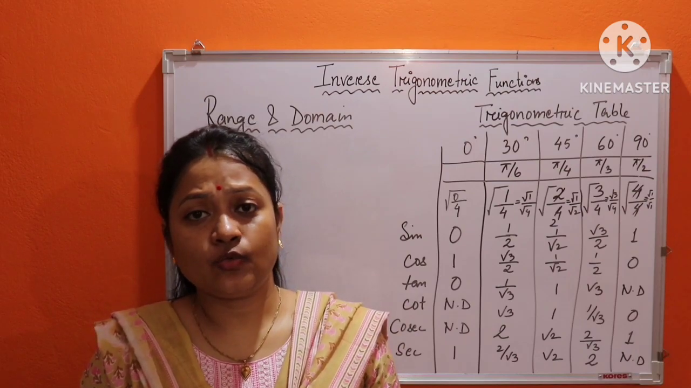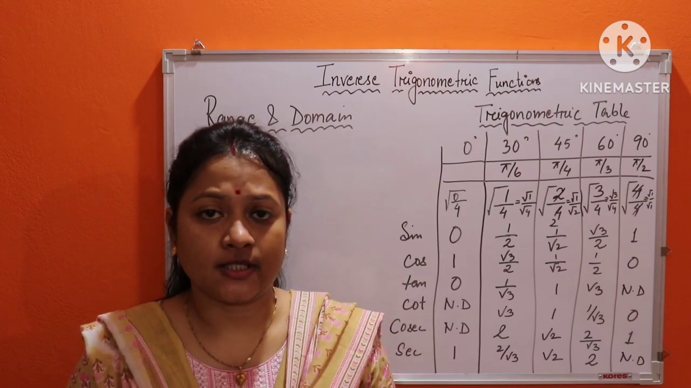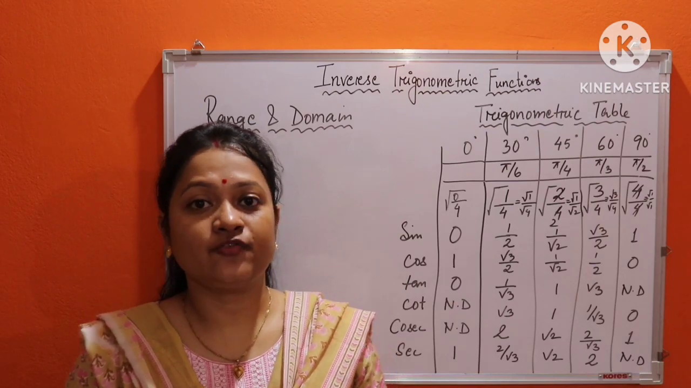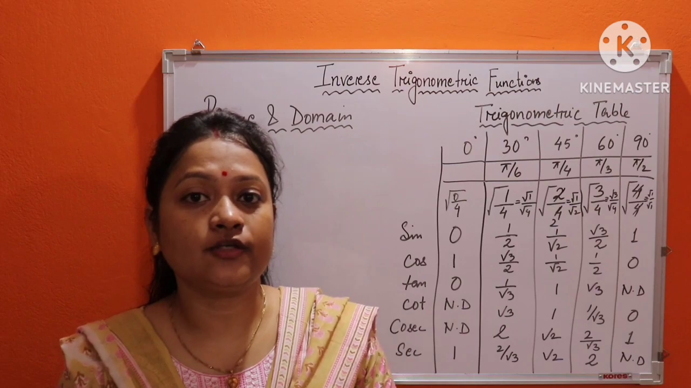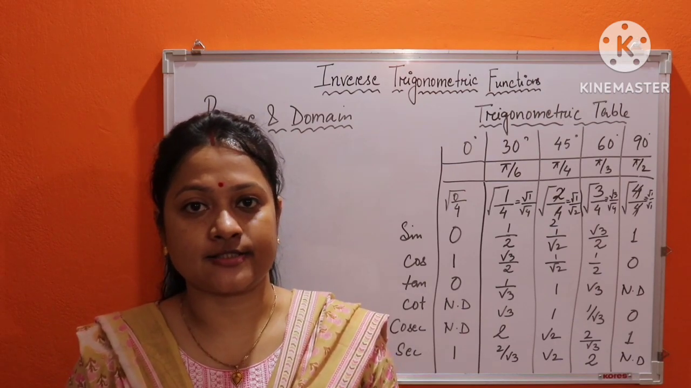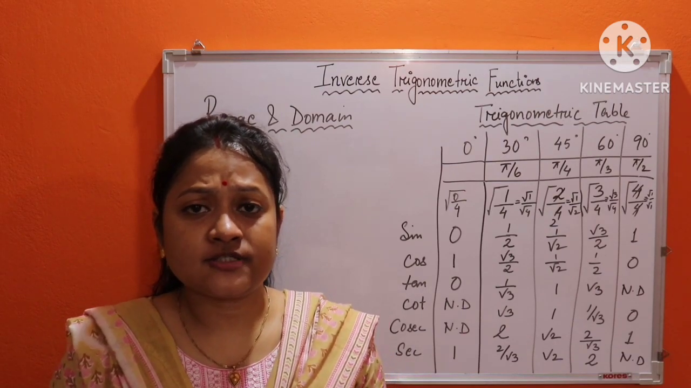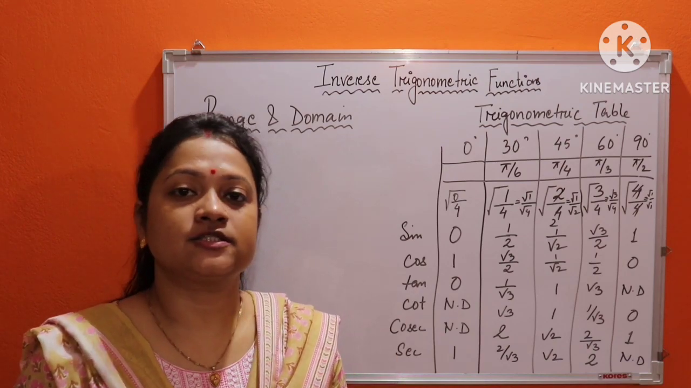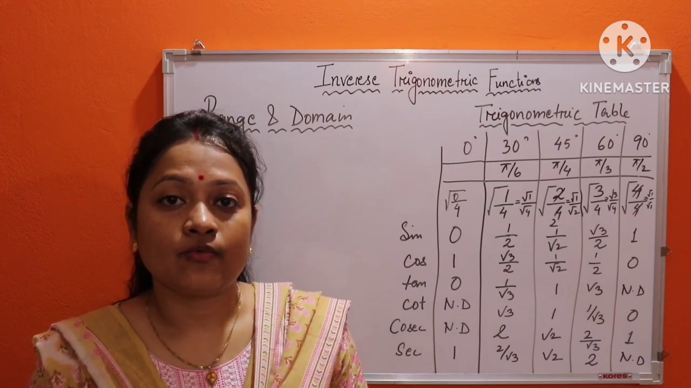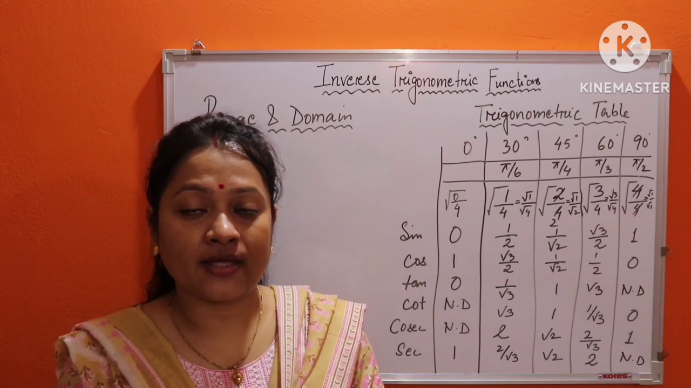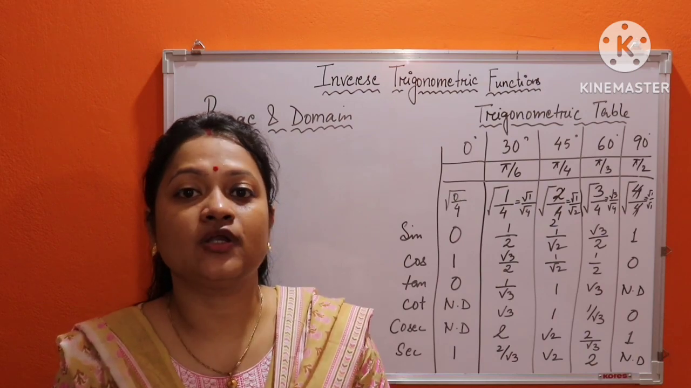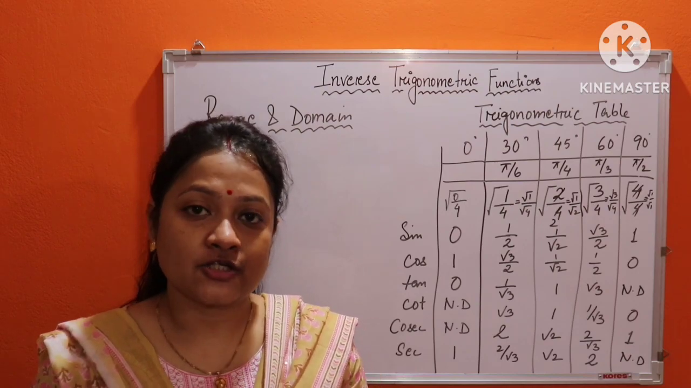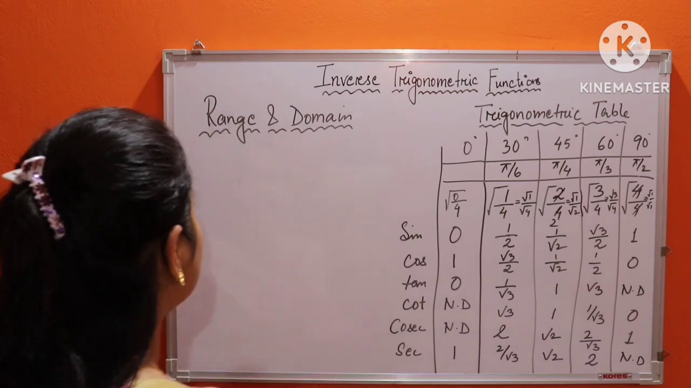Now as we all know that the trigonometric functions, they are periodic functions. So if they are periodic functions, they cannot have an inverse. Their inverse does not exist. So if the inverse does not exist, what can we do in that case? We will restrict the domain and the codomain to a particular range. So let us understand the range and domain of these trigonometric functions.